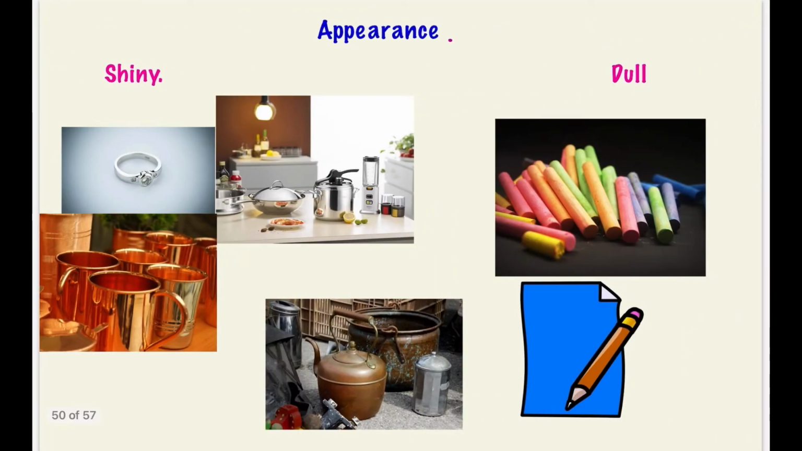Now let's take appearance. Appearance means how it looks to our eyes. On the basis of appearance, we group the materials into two. One is shiny, one is dull. So in shiny materials, we have metals, freshly cut metals. Like when you buy some utensils or some gold, it has a different shine or glaze.